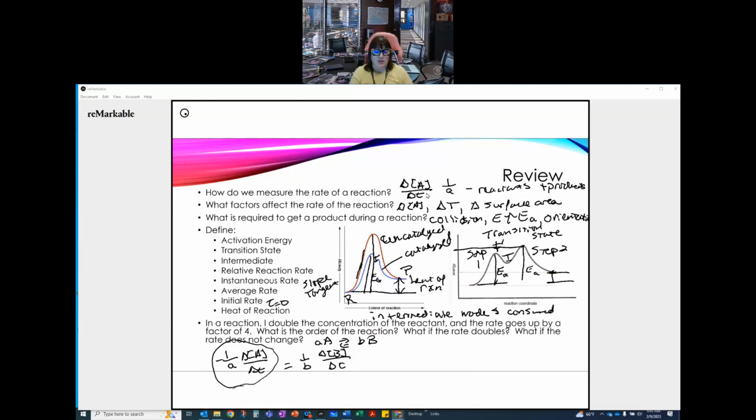Okay. In a reaction, I double the concentration of the reactant and the rate goes up by a factor of 4. What is the order of the reaction? Well, I have doubled the concentration, rate goes up by 4, then I'm looking at 2 to some exponent. 2 to some exponent equals 4. That exponent is then 2. Okay, so that's squared.